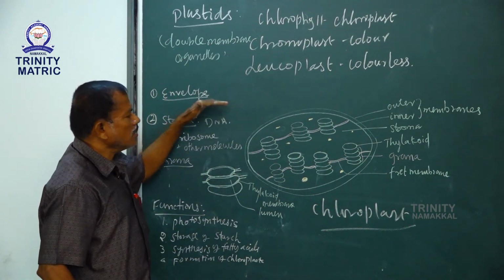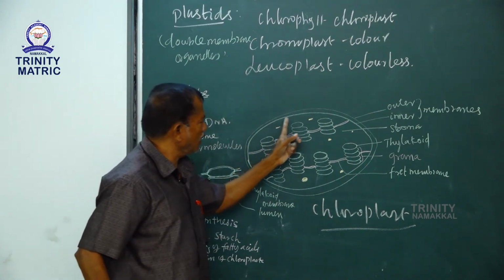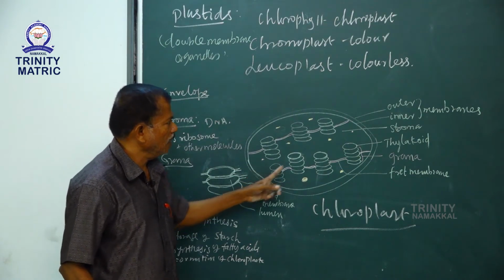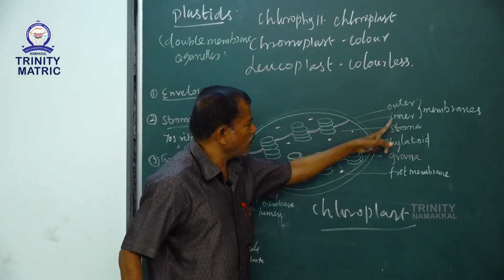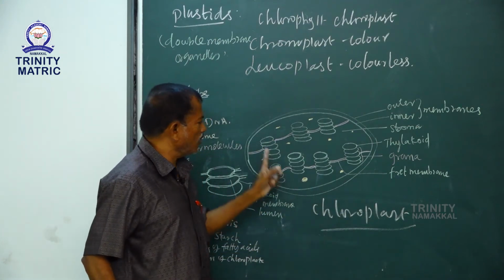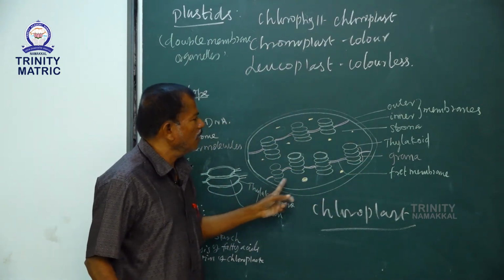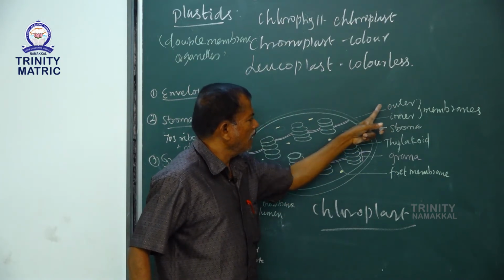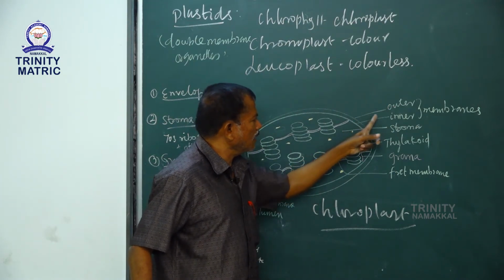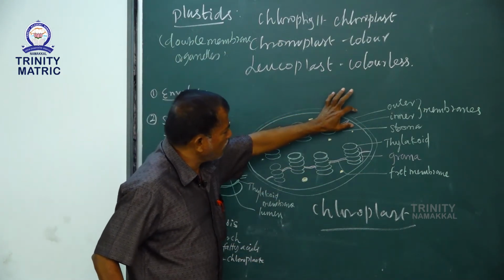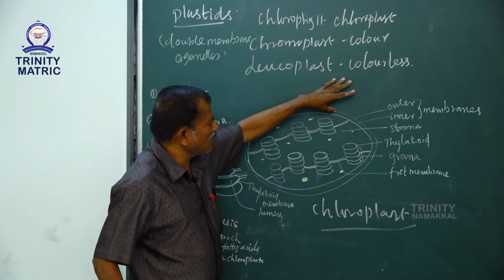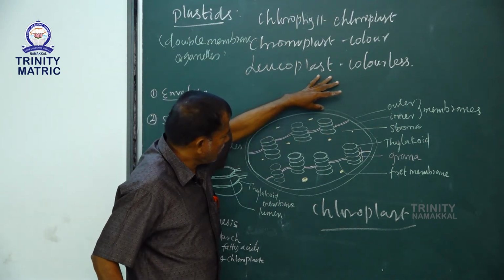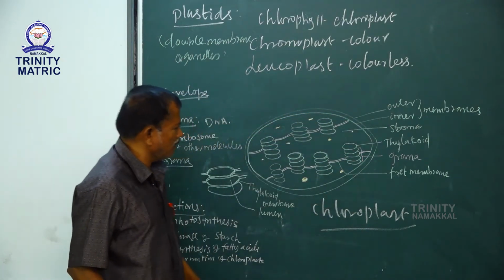So each chloroplast is covered by a double-walled membrane. Double means 2 membranes, outer and inner. So the outer covering of the chloroplast is called the membranes. If situated on the outer side, it is called the outer membrane. If on the inner side, it is called the inner membrane. In between the two membranes, the space is called the intermembrane space.